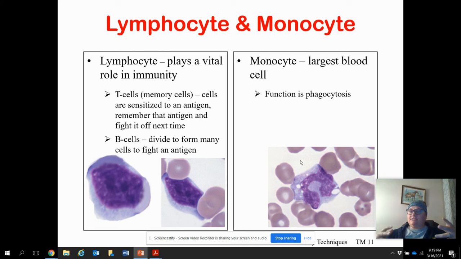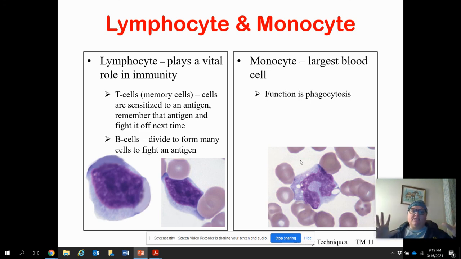And so the T cells are like, okay, all right, I see you, and they're figuring out how to fight them off. So the next time you come in contact with that, they're like, okay, I remember you. I know how to fight you off, and they can go at it.